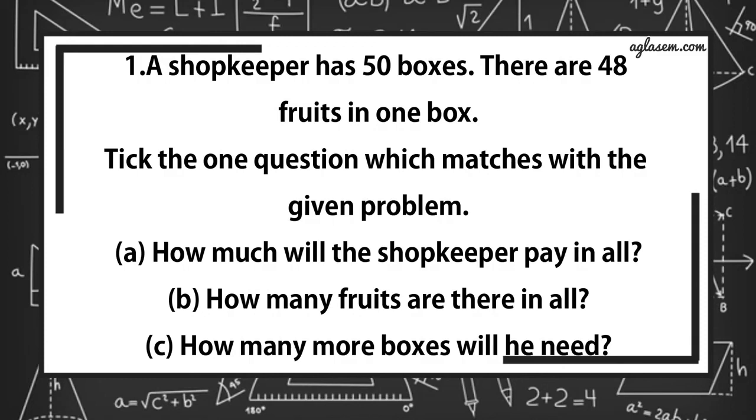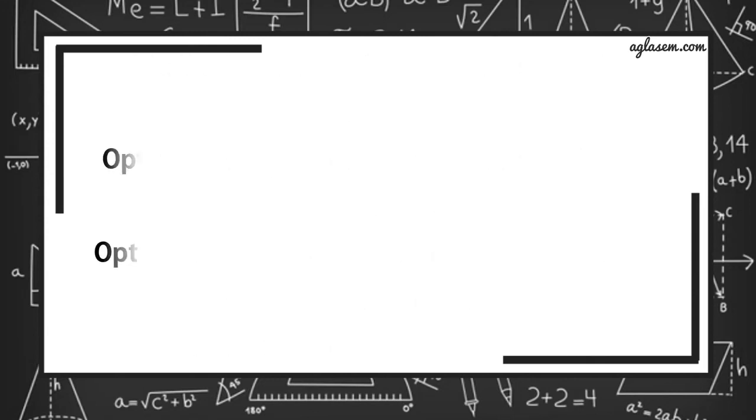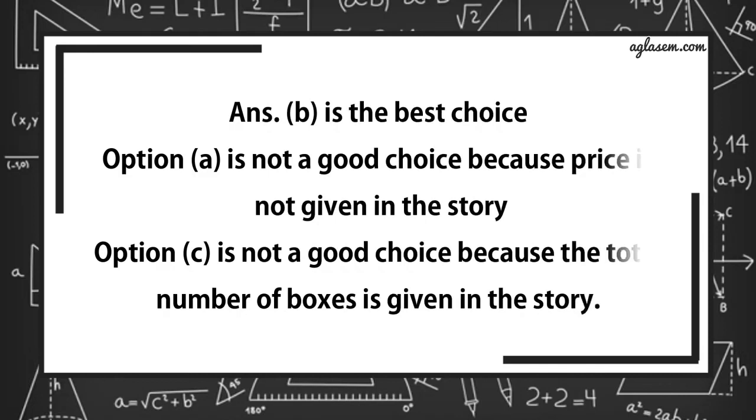Part A says, how much will the shopkeeper pay in all? B, how many fruits are there in all? C, how many more boxes will be needed? Answer is B is the best choice. Option A is not a good choice because price is not given in the story. Option C is not a good choice because the total number of boxes is given in the story.